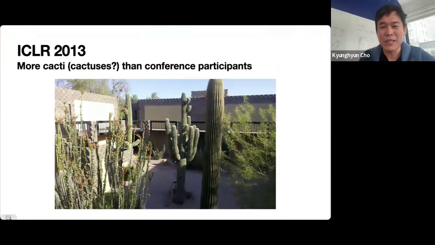By the way, I don't know how many of you are familiar with the conference ICLR, the International Conference on Learning Representations, which has now become one of the major publication venues in machine learning. It only started slightly over a decade ago, in 2013. The first version happened in Scottsdale, Arizona, and I was there. Back then, there were actually more cacti than conference participants. Now, of course, it's really difficult to imagine how much it has changed, but I just wanted to tell you this quickly.